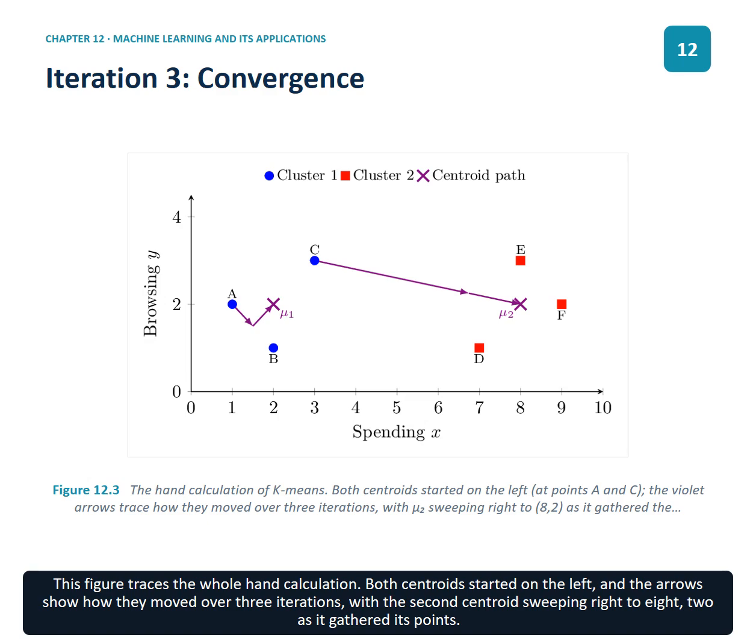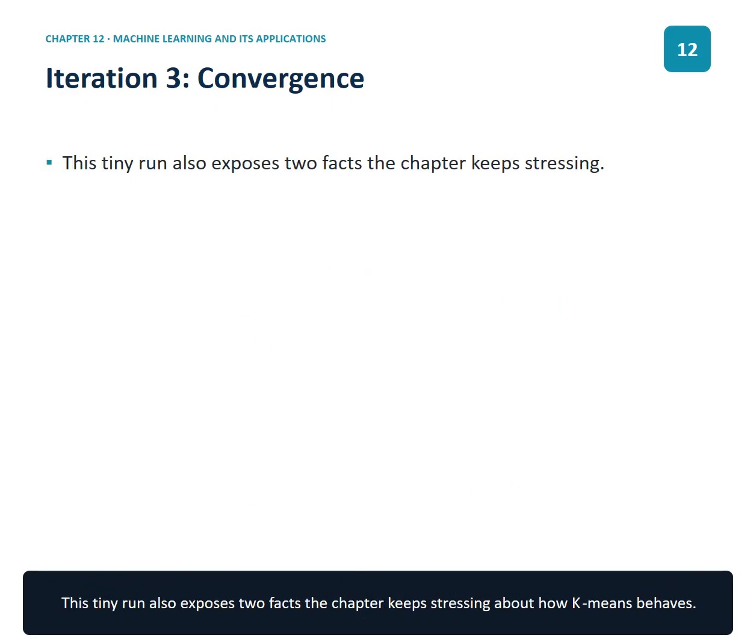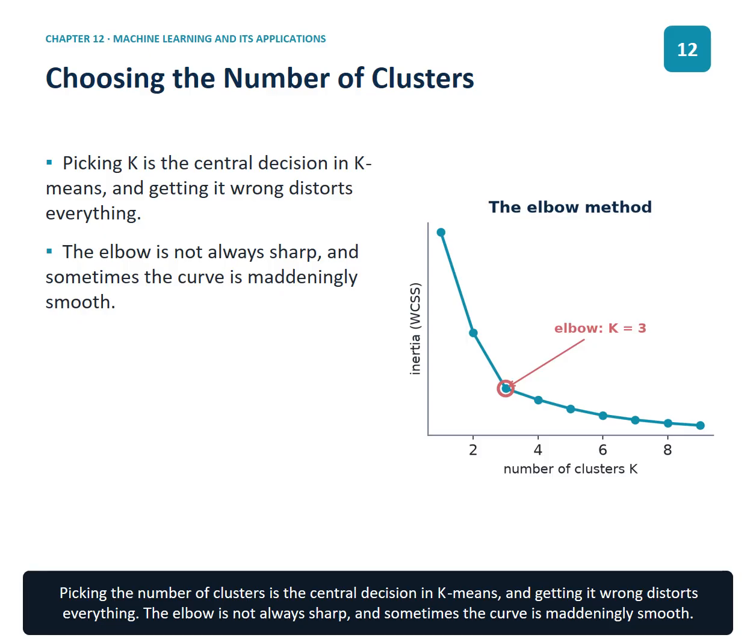Both centroids started on the left, and the arrows show how they moved over 3 iterations, with the second centroid sweeping right to 8, 2, as it gathered its points. This tiny run also exposes 2 facts the chapter keeps stressing about how K-means behaves. Picking the number of clusters is the central decision in K-means, and getting it wrong distorts everything. The elbow is not always sharp, and sometimes the curve is maddeningly smooth.